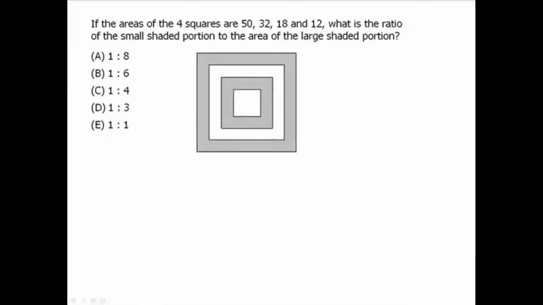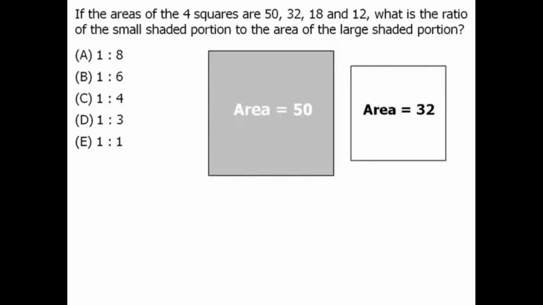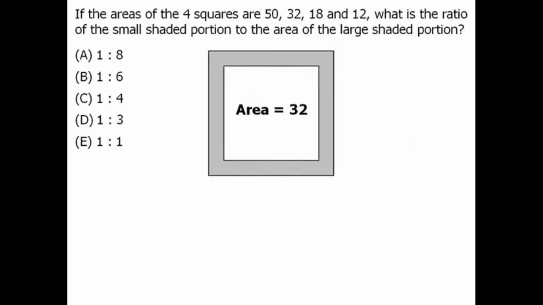To begin, let's remove the top 3 squares to reveal the largest shaded square with area 50. Now on top of this square, we're going to place a white square with area 32. When we do this, a portion of the shaded square remains visible, and the area of this portion is 18.